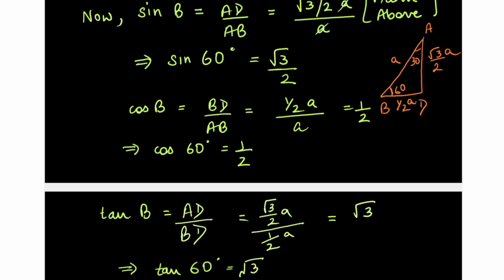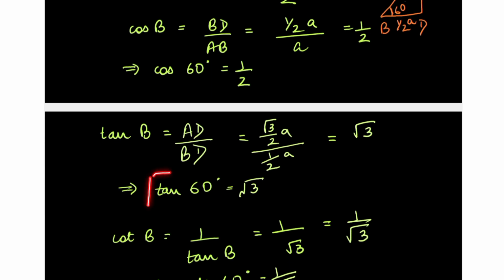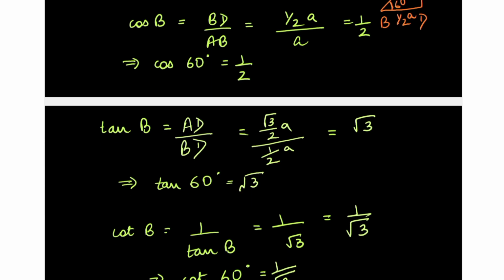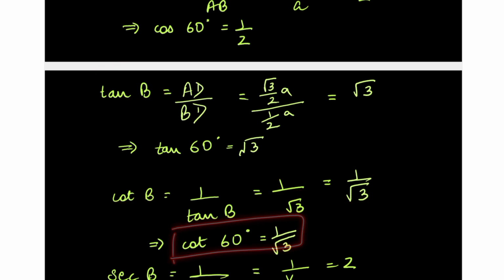Tan B is perpendicular upon the base. Perpendicular is AD and the base is BD. So root 3 by 2A upon 1 by 2A is equal to root 3. So the value of tan 60 degree is root 3. Cot B is the reciprocal of tan B. So 1 divided by root 3, that is 1 by root 3. Cot 60 degree is equal to 1 by root 3.